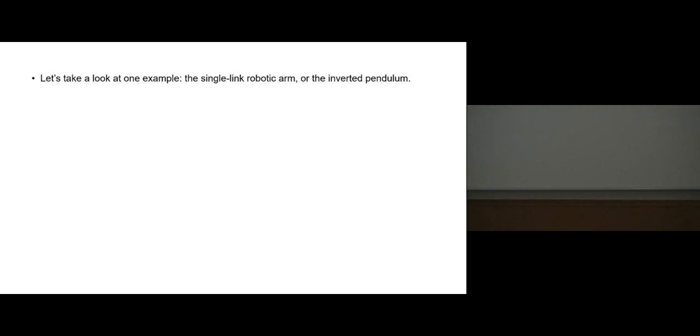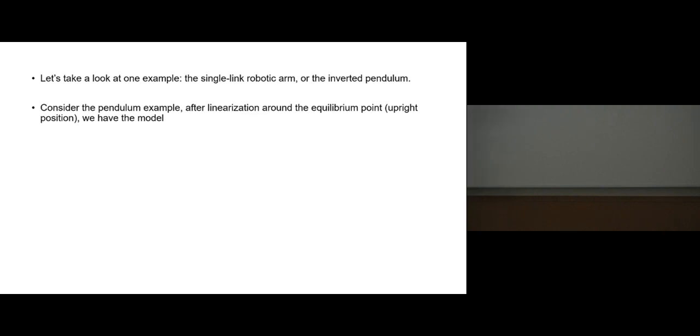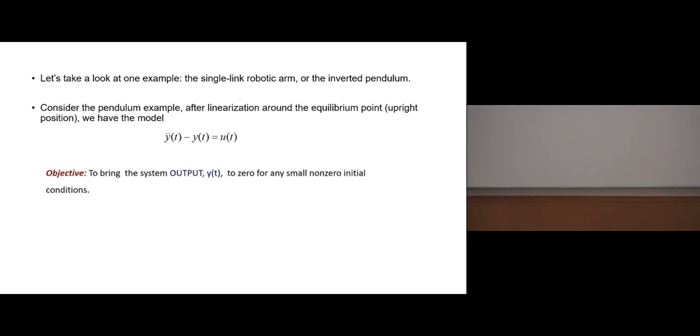All right. So therefore, we're going to take a look at how we're going to solve this problem. Okay, let's take a look at one example. Let's say the single link robotic arm, or the inverted pendulum. Let's say I want to make this one move in some desired fashion. Then if you consider that pendulum example, after linearization around the equilibrium point, we say we are interested in this upright position. We know that is an unstable one. Then we will have a model, right? This model is a linearized model. Then let's say our objective is to bring the output to 0 if there is a small deviation.